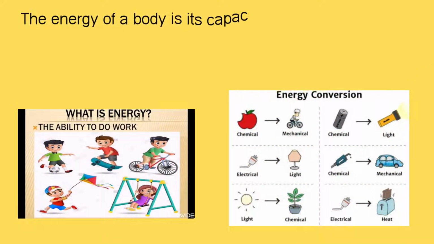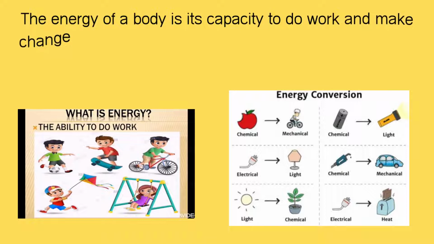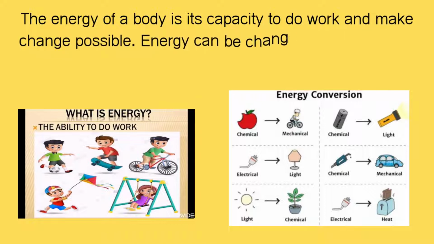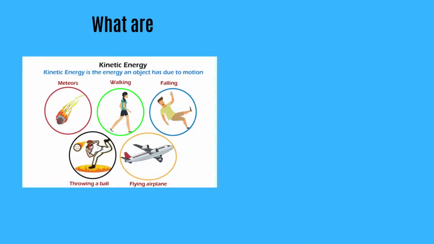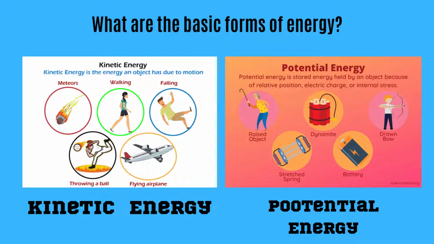What is energy? The energy of a body is its capacity to do work and make change possibly. Energy can be changed from one form to another form, and we can use it to do the work. Mathematically, energy is equal to work done. What are the basic forms of energy?